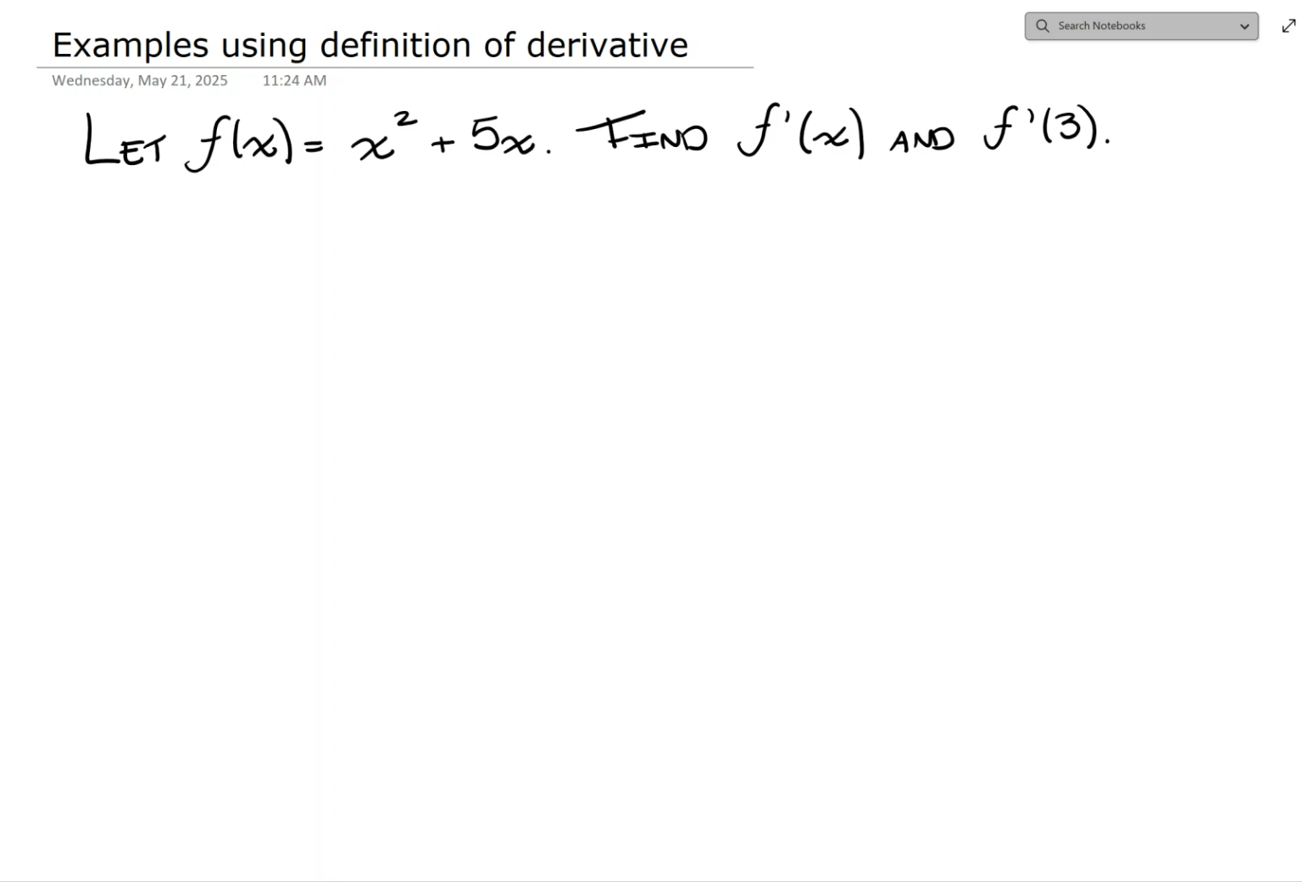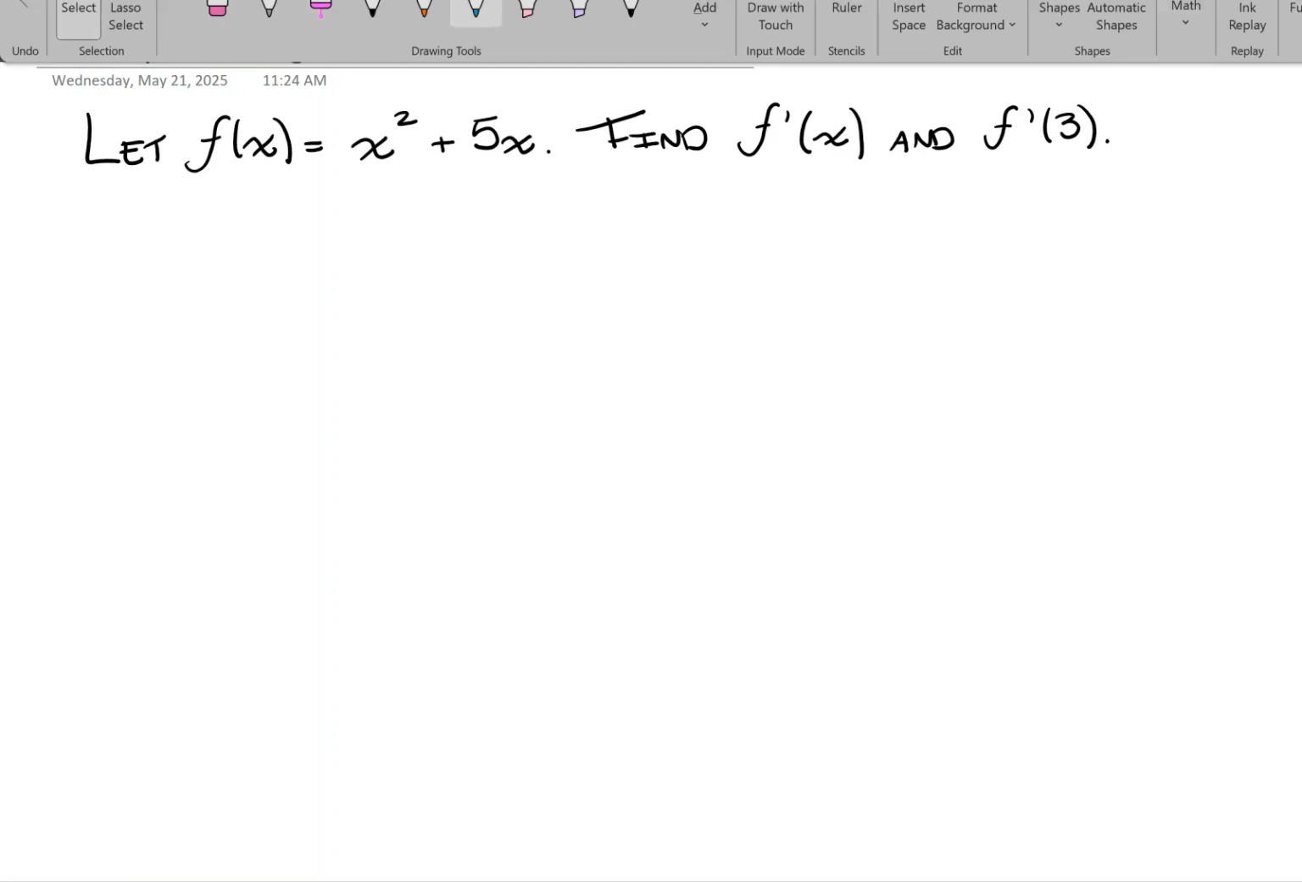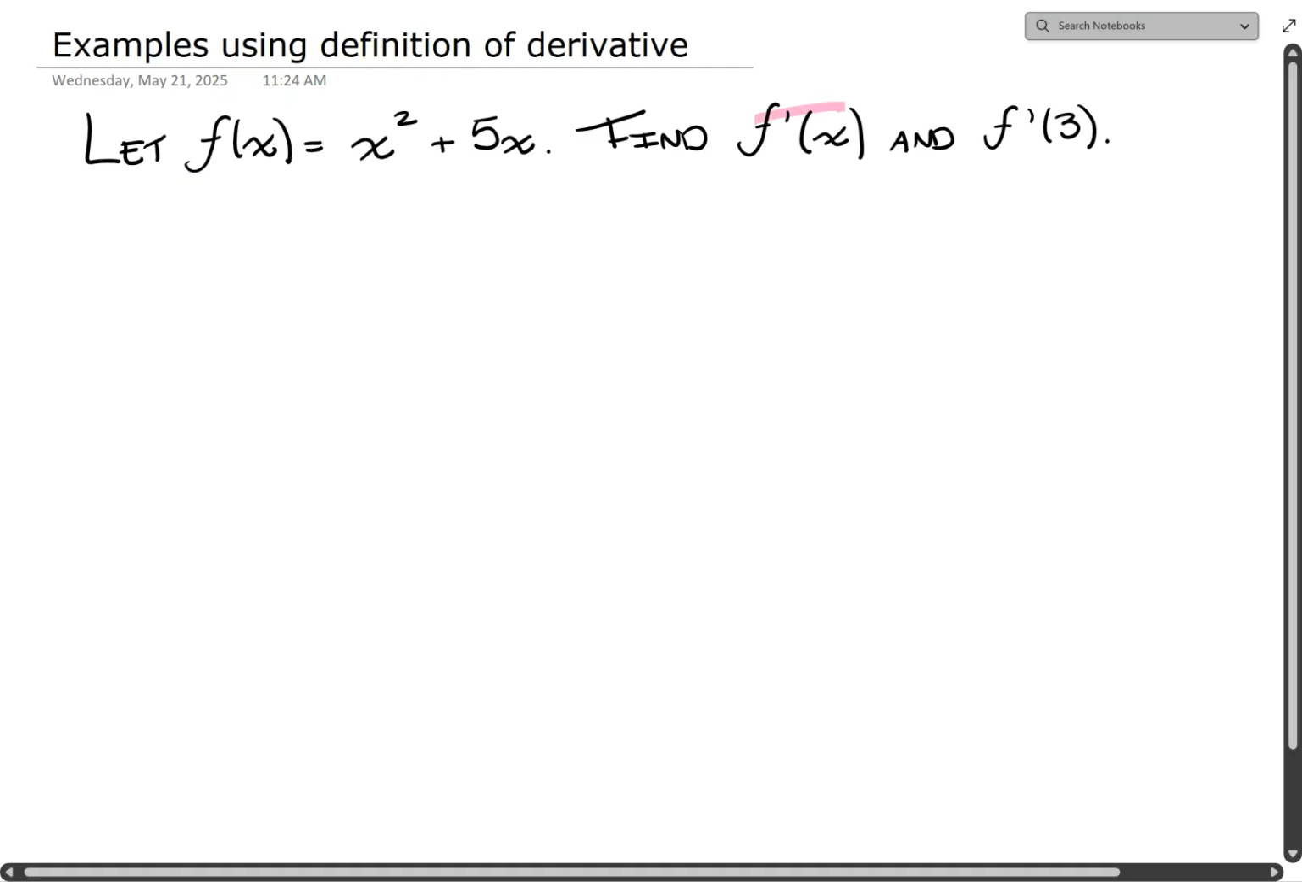All right, y'all. This is a little practice using the definition of the derivative that we came up with today. So here it says let f of x equal x squared plus 5x, and we're being asked to find f prime of x and f prime of 3. Just a reminder that this notation here denotes the derivative.